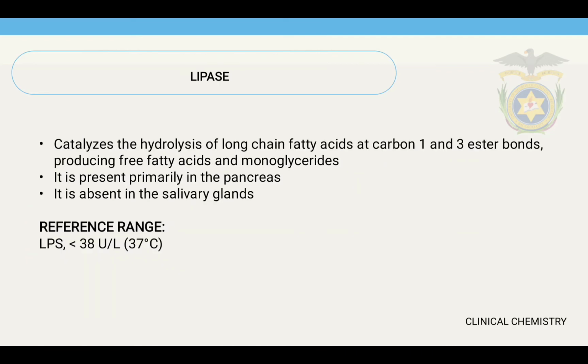Your lipase catalyzes the hydrolysis of long-chain fatty acids at carbon 1 and 3 ester bonds, producing free fatty acid and monoglycerides. It is present primarily in the pancreas and absent in your salivary glands. For the reference range, it's less than 38 units per liter.